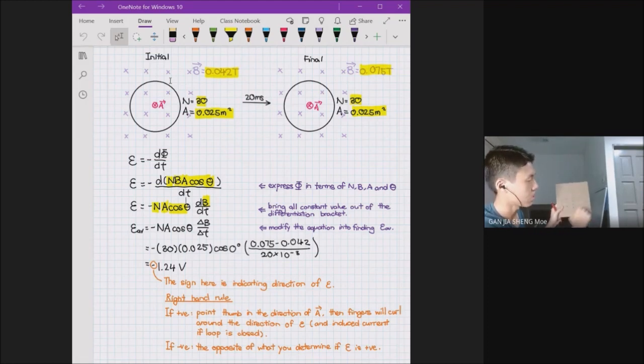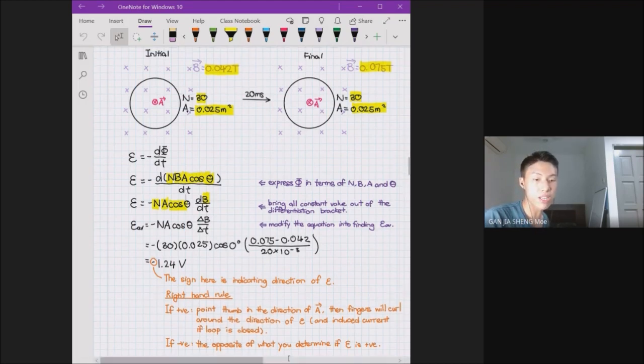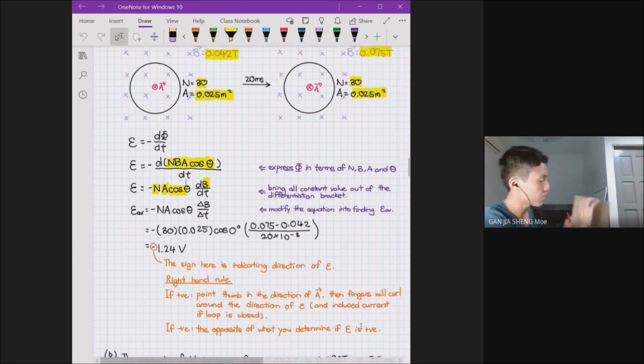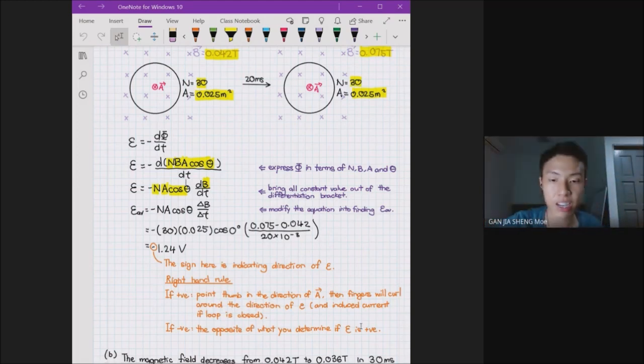And you see that your induced EMF will be in clockwise direction. So it's in clockwise direction for your induced EMF if your answer is positive. But if your answer is negative, which is our case right now, then it's the opposite of what I determine if it's positive. So positive, we determine it to be clockwise, so negative means the opposite direction, anti-clockwise. So that means in this diagram over here, our induced EMF is happening in an anti-clockwise direction.